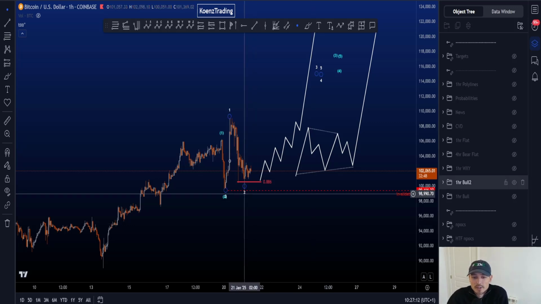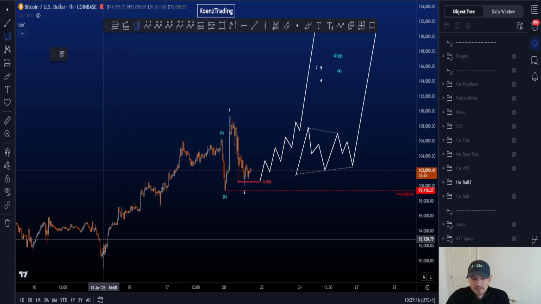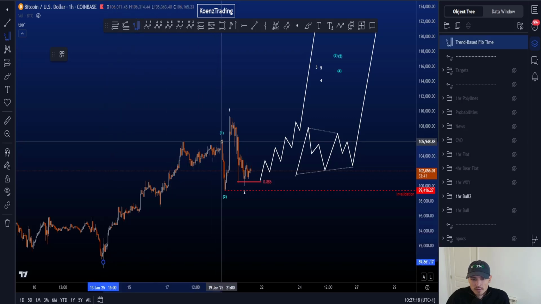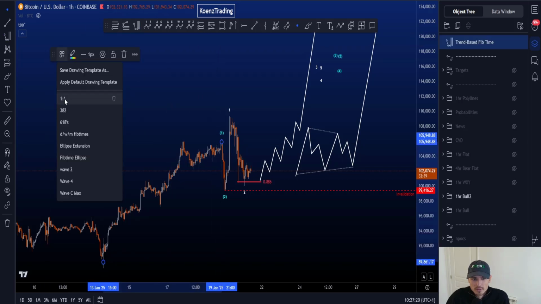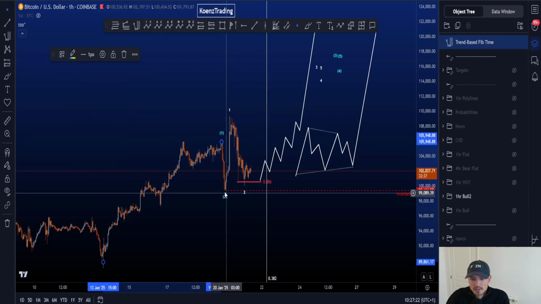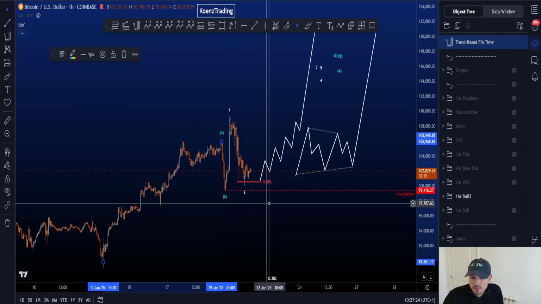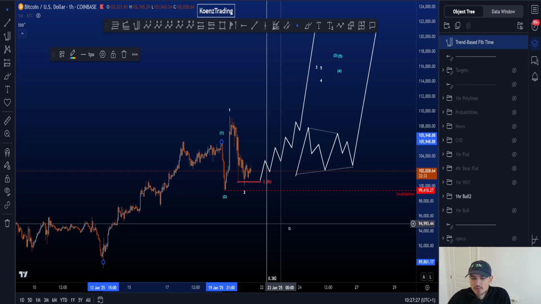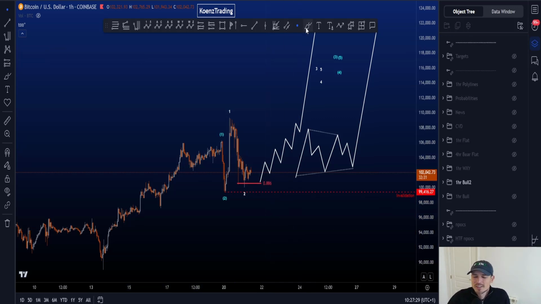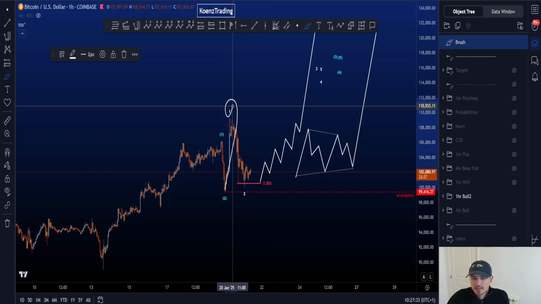So preferably your 2 is finishing after a 382 fib time. And if we take the fib time from the low to the high of your 1, double click here, toggle on the 382, then you can see that clearly the blue 2 finished way before the 0.382 fib time, right? So that's not really what we enjoy to see. And then this has to be counted as another 1.